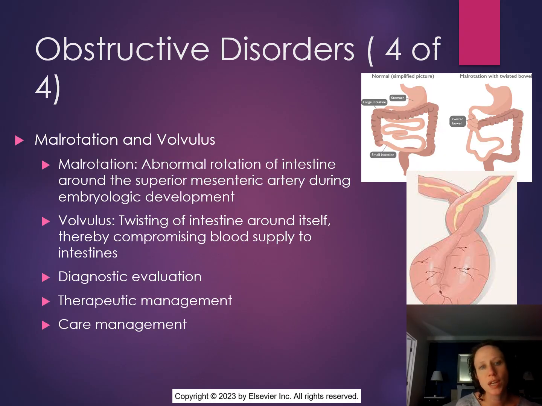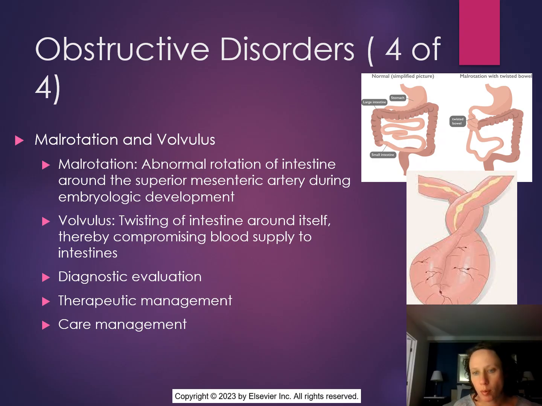Okay, so our malrotation and volvulus. These are other types of obstructive disorders where you have an abnormal rotation of the intestine. Depending on where it is, and depending on how bad it is, whether it also affects the blood supply to the intestine, really depends on how it's going to present.